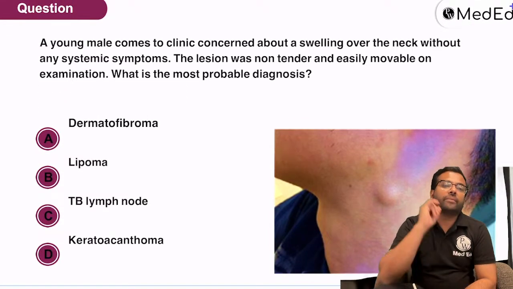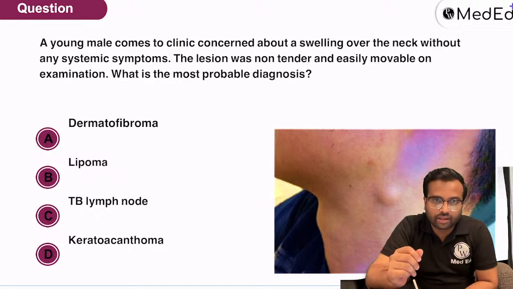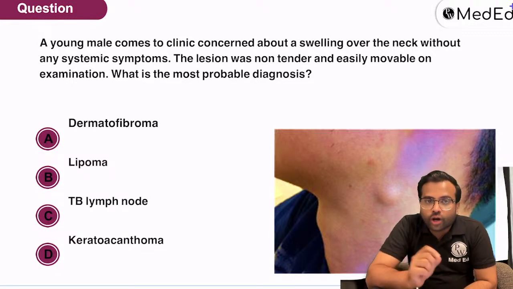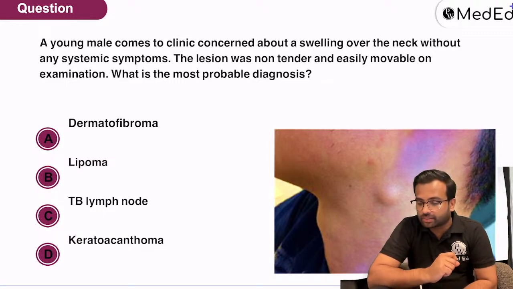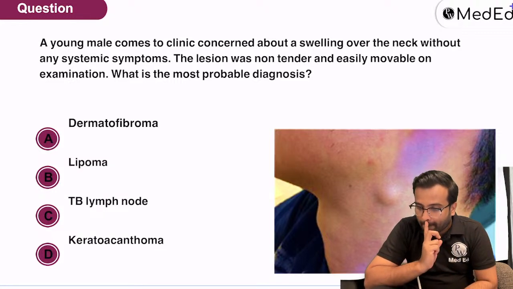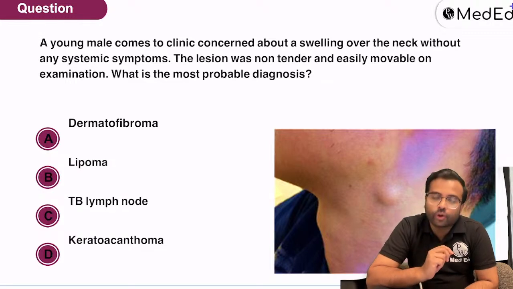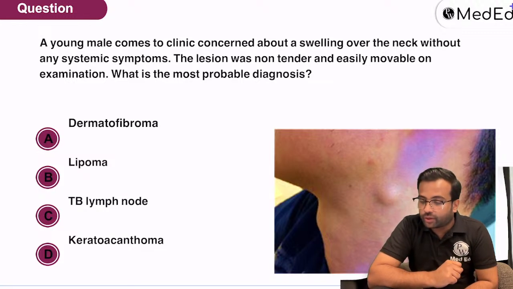A young male comes to the clinic concerned about a swelling over the neck without any symptoms. The lesion was non-tender, easily movable on examination. What is the probable diagnosis? Yes, Dr. Depanki, in sporotrichosis, you also get to see the asteroid bodies as well. Excellent, very good. So, what is this?